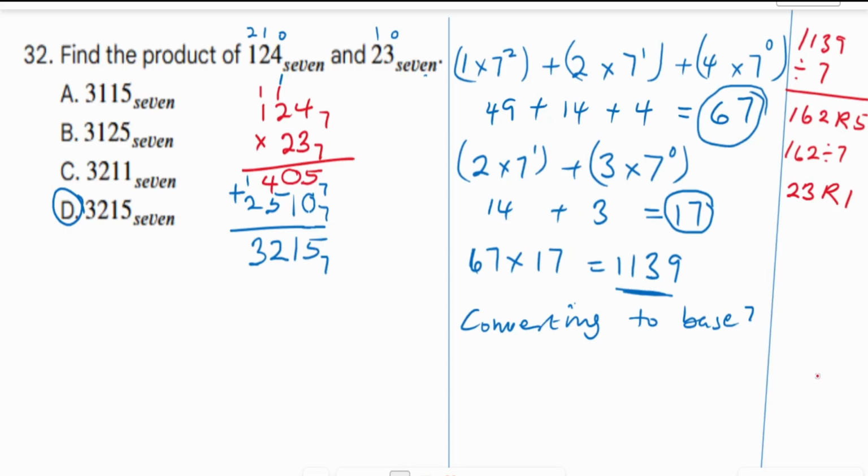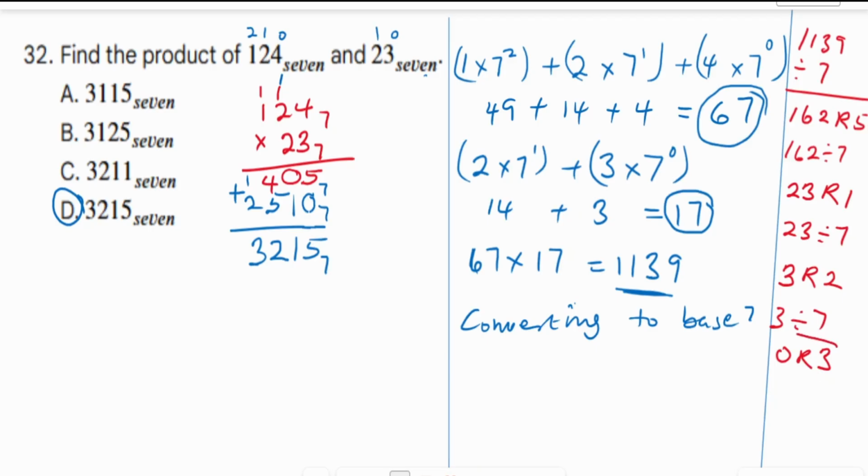And then we divide 23 by 7. For that, you may not need a calculator because 3 times 7 is 21. So 3 remainder 2, right? Because we need 2 to be added to 21 to get 23. And then the last 3 divided by 7 is 0 remainder 3, since the 3 itself is less than 7.